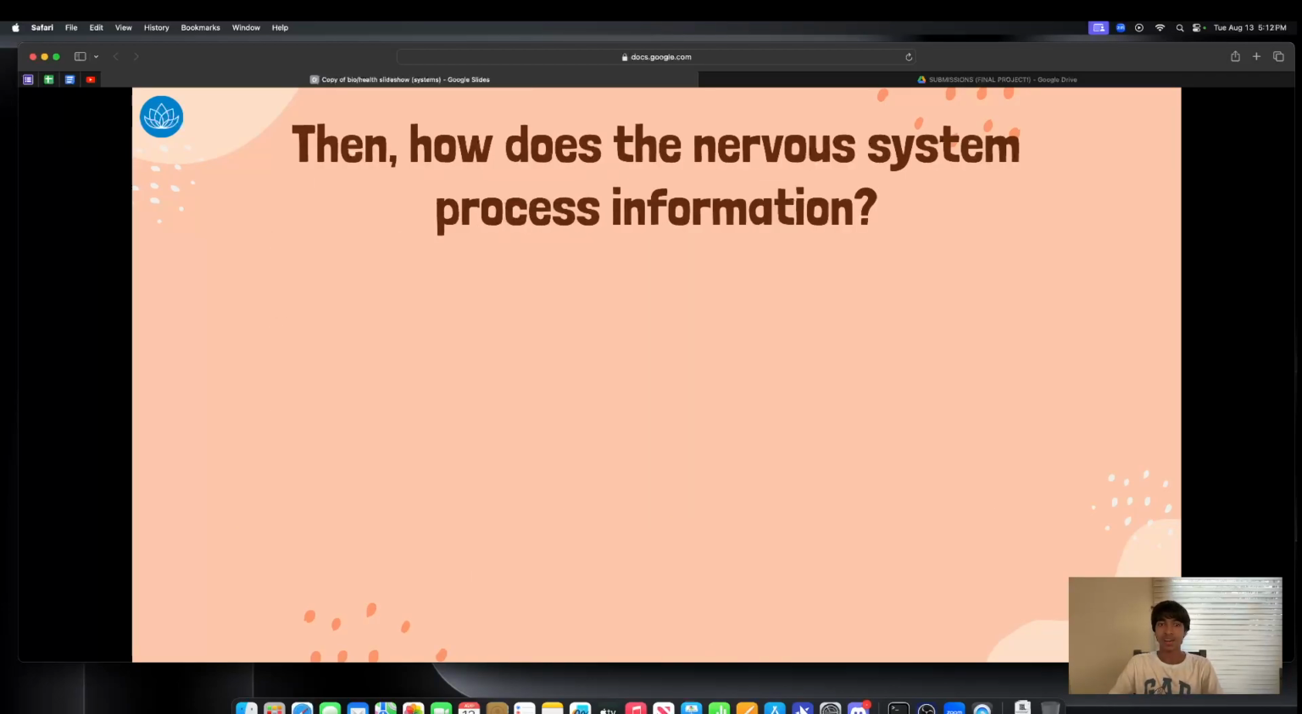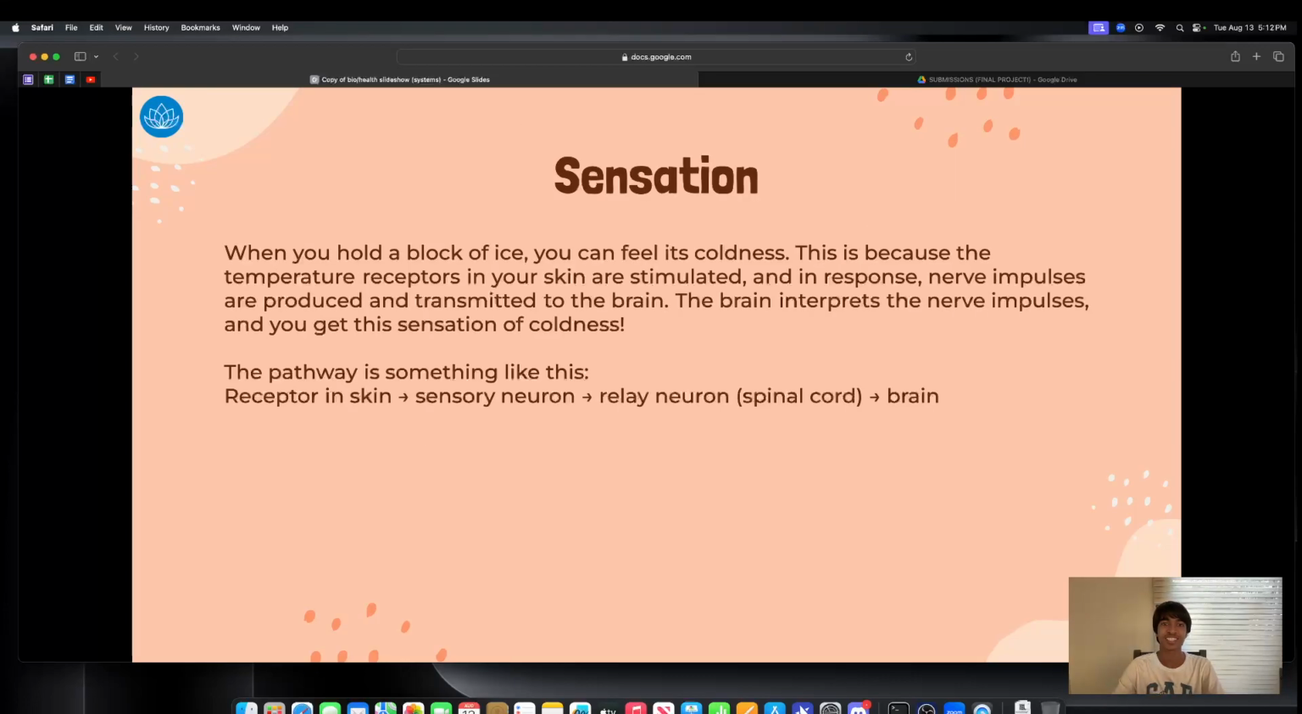So then how does the nervous system process information, right? Through sensation, voluntary action, and reflex action. Do you guys know any of these? Think in your mind with your neurons, guys. So sensation is when you hold a block of ice, you can feel its coldness. This is because the temperature receptors in your skin are stimulated, and in response, nerve impulses are produced and transmitted to the brain. The brain interprets the nerve impulses and you get the sensation of coldness.